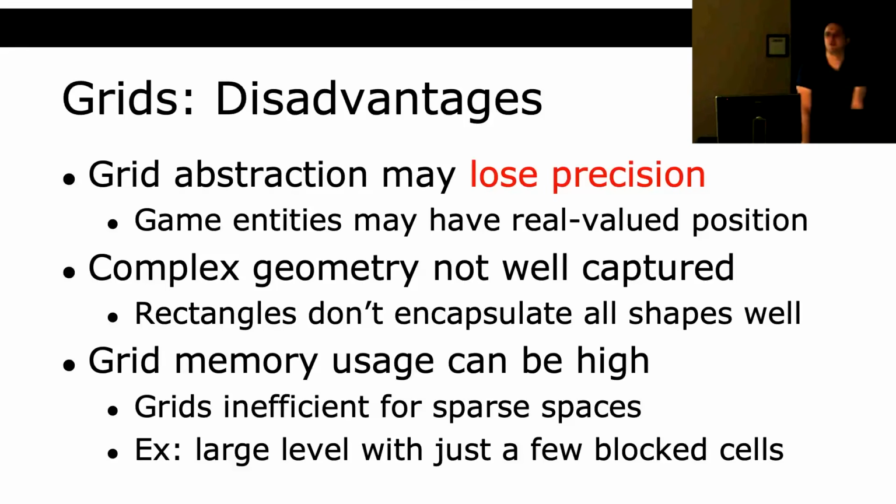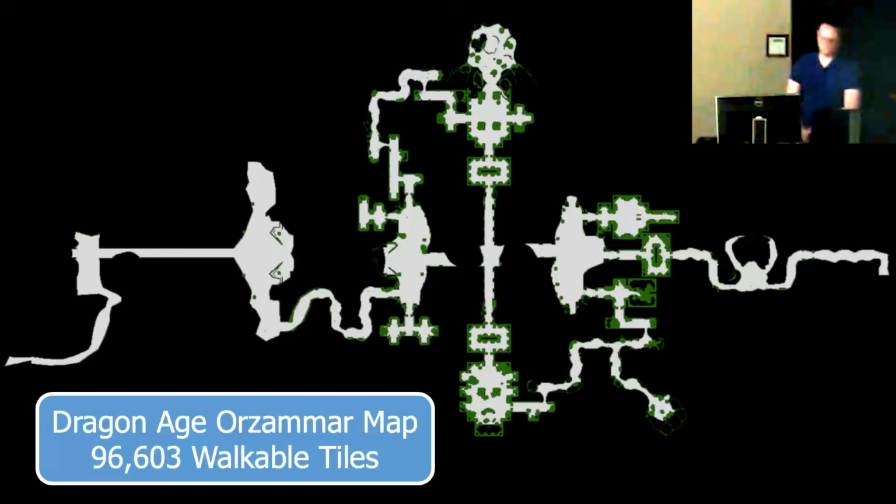Sparse spaces are where we have a very, very large space, but only a few of those spaces are actually walkable. Here's an example from Dragon Age. This is an actual map from the game. It's called Orzammar. There are 96,600 walkable tiles in this grid.